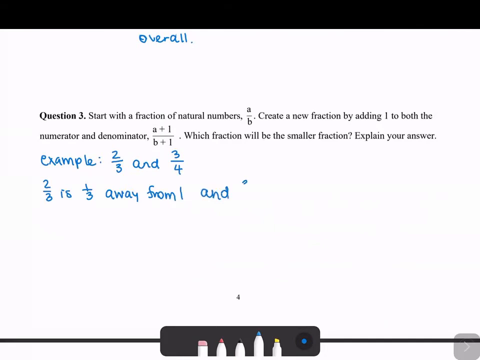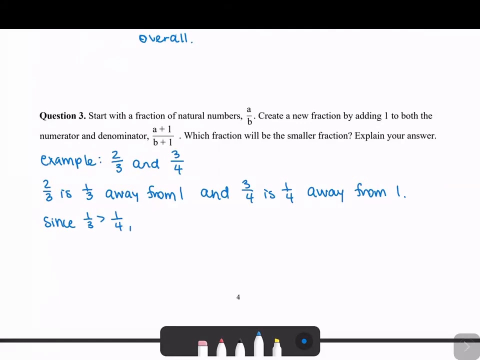and 3/4 is 1/4 away from 1. Okay, 2/3 is 1/3 away from 1, and 3/4 is 1/4 away from 1. And now we have two fractions that have the same numerator but different denominators. So using what we just did above, the fraction with the larger denominator is smaller. So we know that 1/3 is bigger than 1/4.